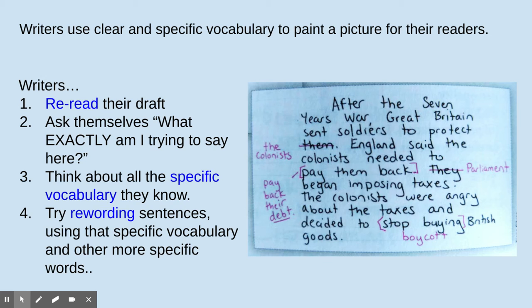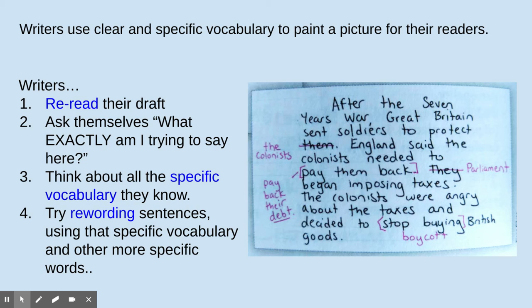And the last sentence, instead of reading the colonists were angry about the taxes and decided to stop buying British goods, the writer decides to use the vocabulary word boycott, which is a more specific way of saying stop buying. So the last sentence reads, the colonists were angry about the taxes and decided to boycott British goods.